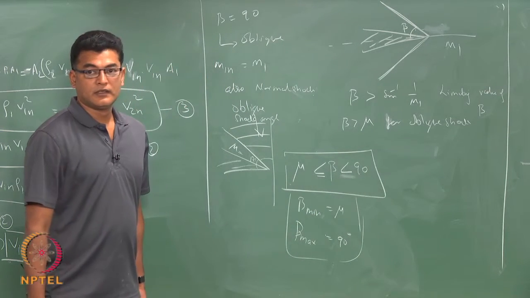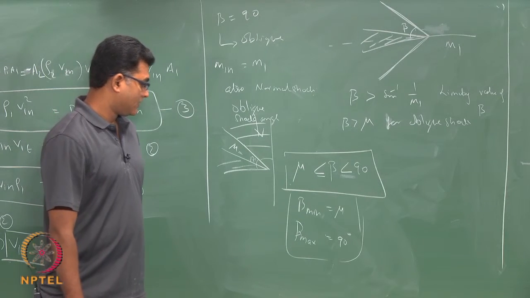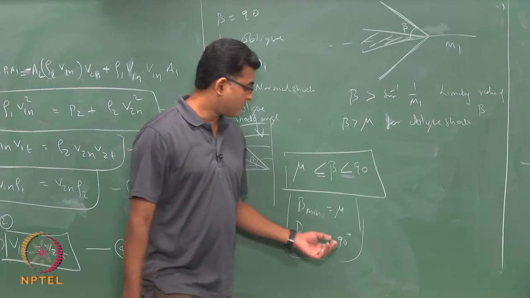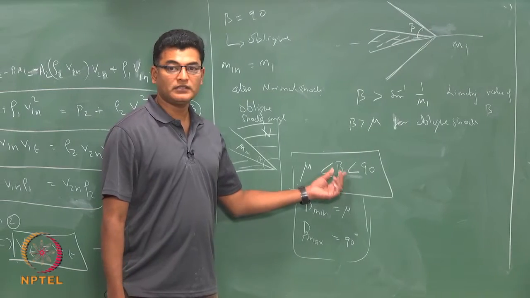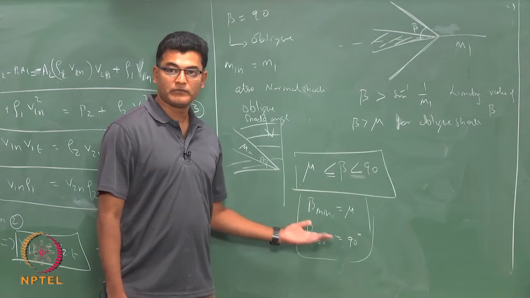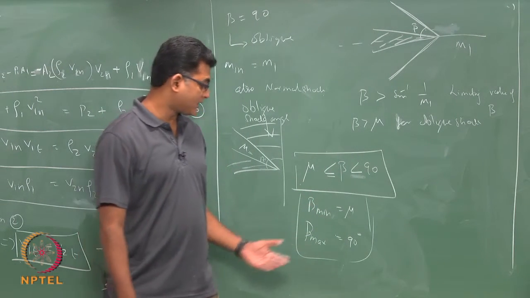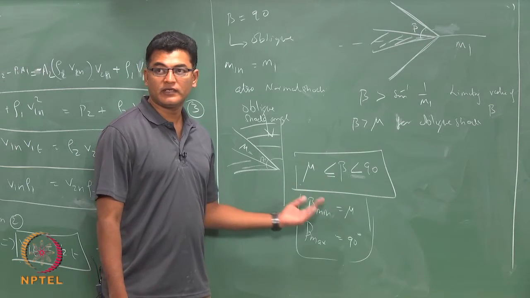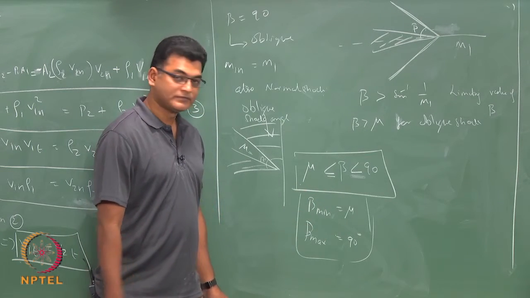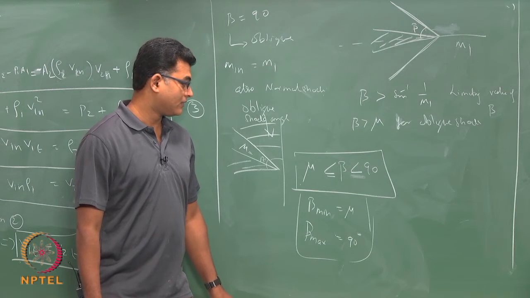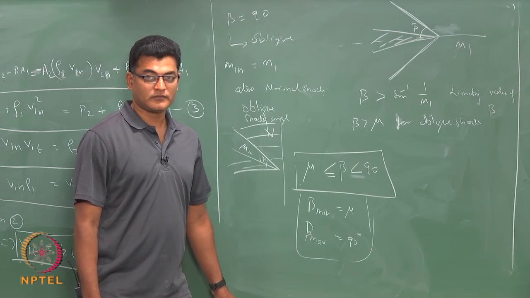Next class we will try to derive a relation between beta, theta and your M, the Mach number. For a given Mach number, can we get a unique value of beta and theta?